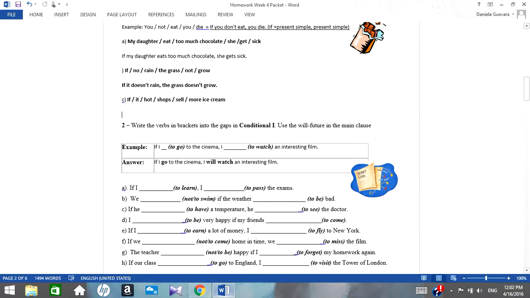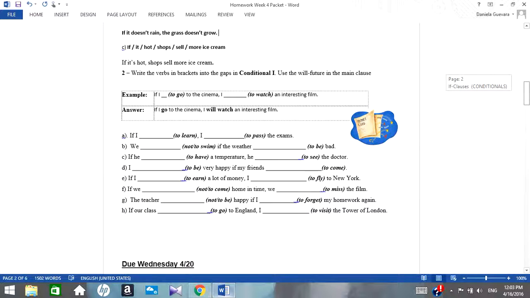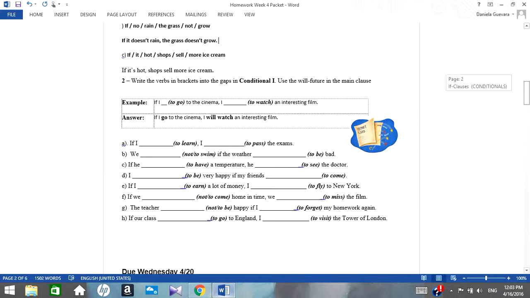If it hot, shops sell more ice cream. Okay. If it's hot, shops sell more ice cream. So again, both of my verbs are in the present tense. Okay, the second exercise that we have, it says we have to use the first conditional.